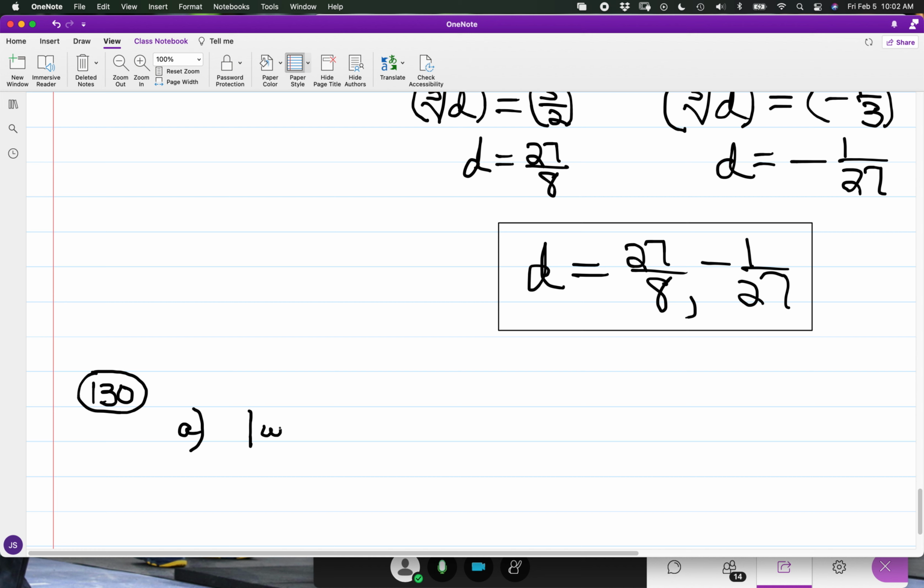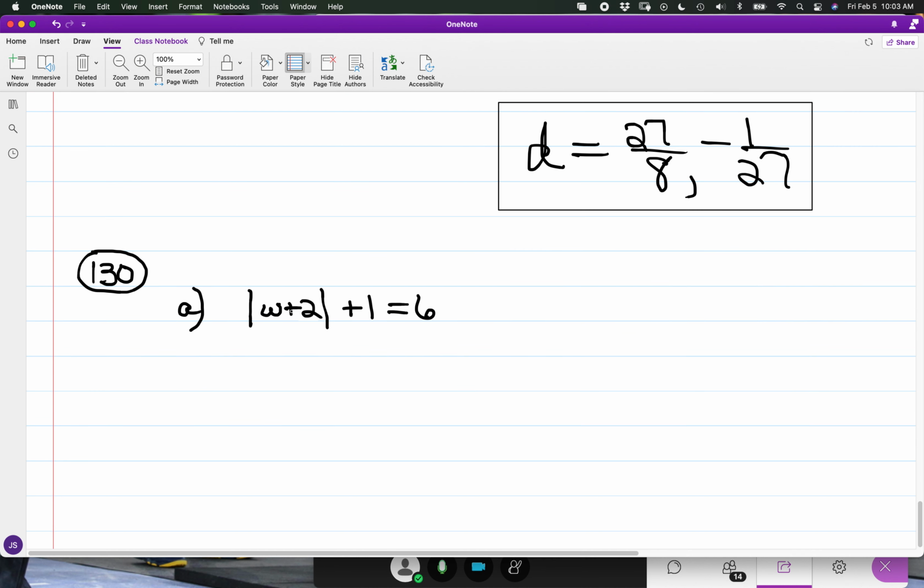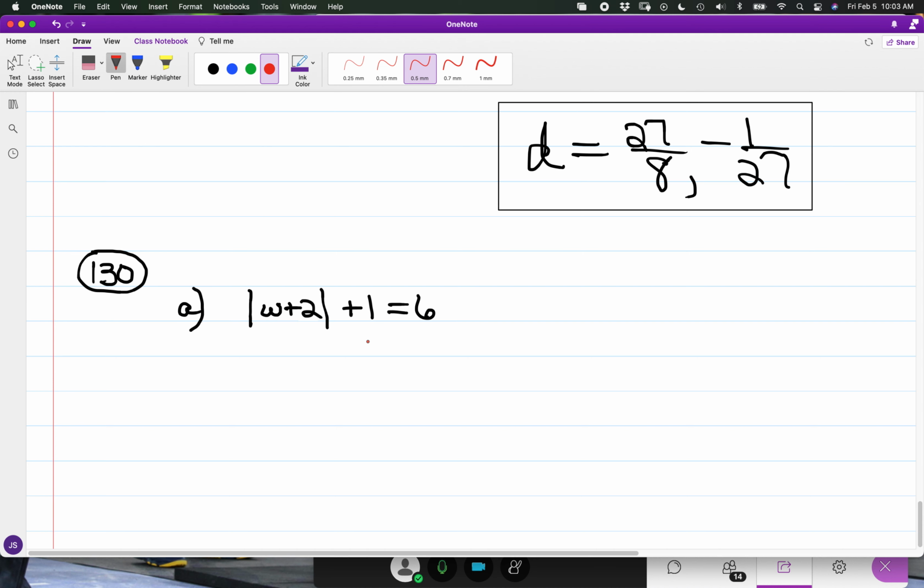And for what we have in 130, okay, now we have our expression. We have the absolute value of w plus 2 followed by the additional 1 is equal to 6. Okay, so I have the absolute value expression as the absolute value of w plus 2. And if I get this by itself, upon subtracting 1 from both sides, I have the absolute value of w plus 2 is equal to 5.